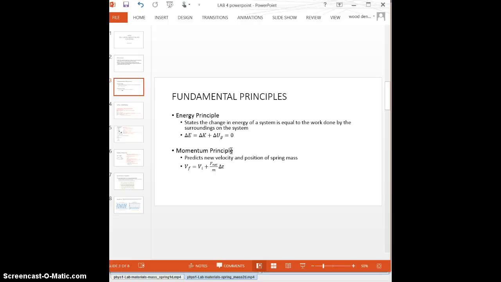The energy principle states that the change in energy of a system is equal to the work done by the surroundings on the system. So the change in energy is equal to the change in kinetic energy plus the change in potential energy. In this case, the potential energy that we're going to be referring to is the gravitational potential energy, and these should sum to 0, meaning that energy has not left the system.